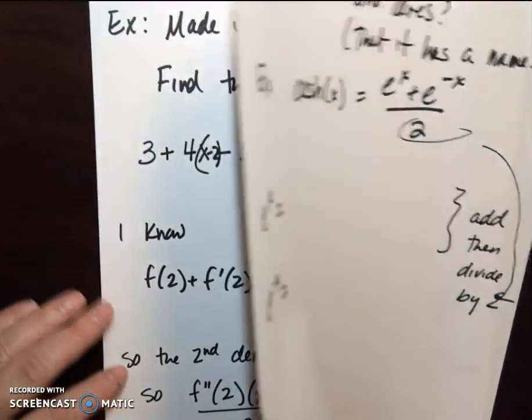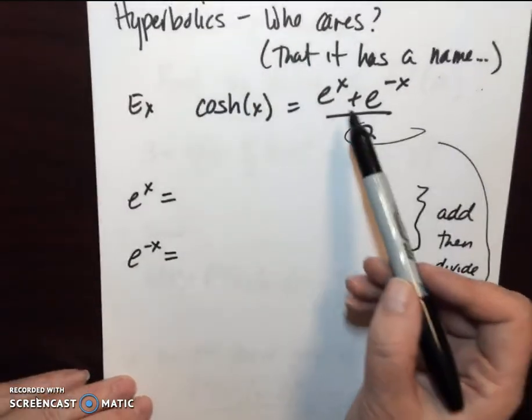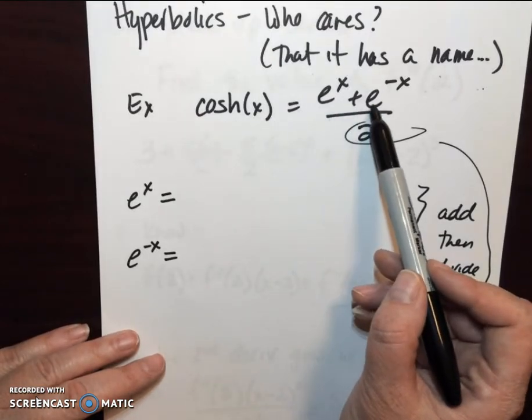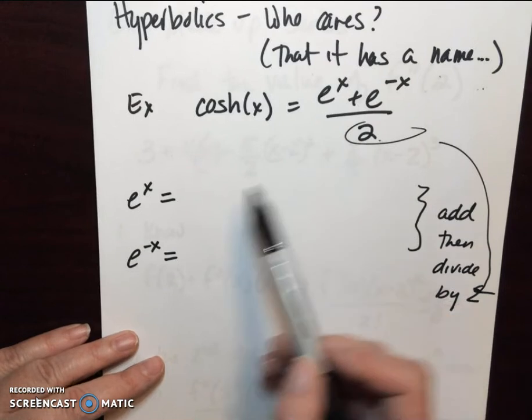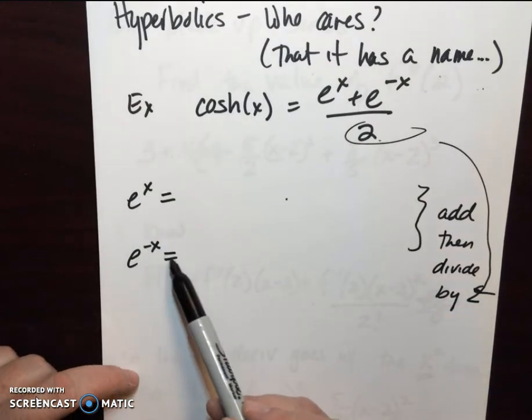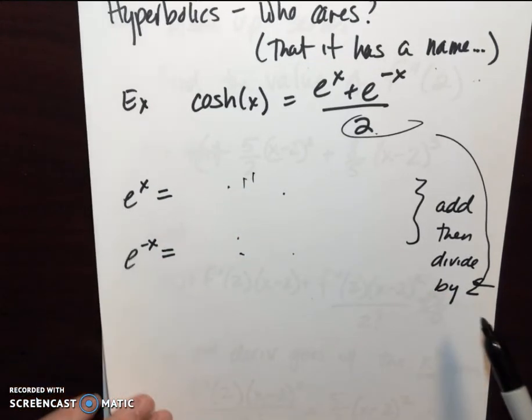Finally, they give you a hyperbolic. I say finally, but there's one more. If they give you a hyperbolic, who cares that it has a name? They tell you that cosh equals e to the x plus e to the negative x divided by 2. So write out the series for e to the x. Wherever you see x, put in negative x. Add these two together and divide by 2.